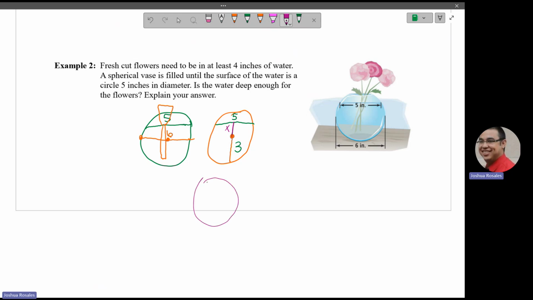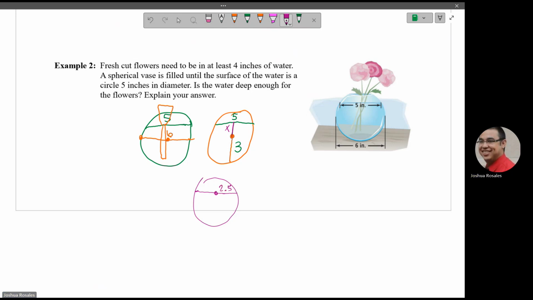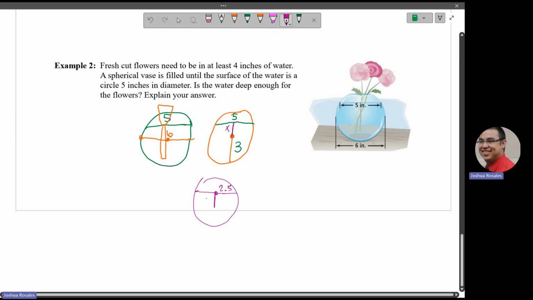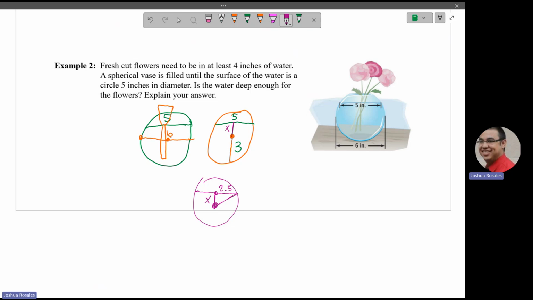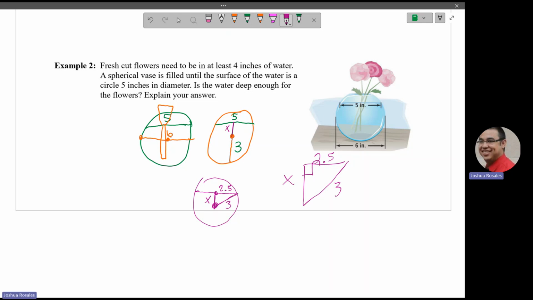Let's draw this circle a different way. We'll draw here. It's supposed to be 5, but if I cut it halfway, this should be 2.5. Here we don't know this piece. And from the center to the outside, this is a radius. Well, we already said the radius is 3. So we have another Pythagorean theorem problem. X is here, 2.5 is here, 3 is here. I need you to label everything, figure out X. What's A, B, and C? Go ahead and figure out X.